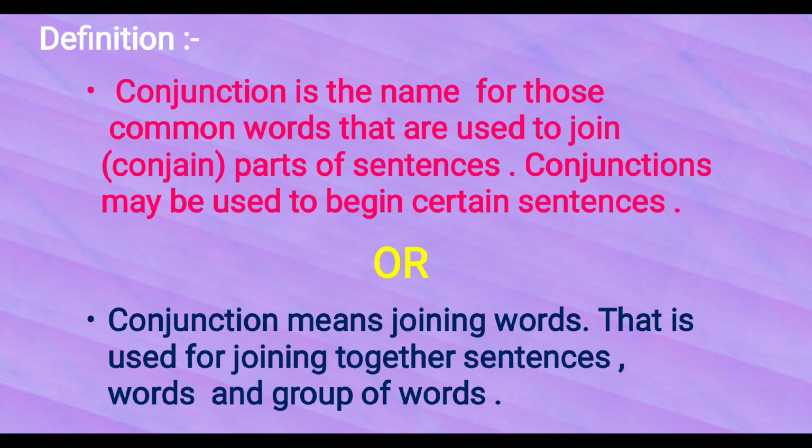In very short terms, we understand that to join different sentences we need one word and it is called the conjunction. So we understand that conjunctions are called joining words and we use them to join sentences together, different words together, and groups of words, clauses, etc. So this is the definition of the conjunction. I hope you understand the meaning of the conjunction and the definition of conjunctions.